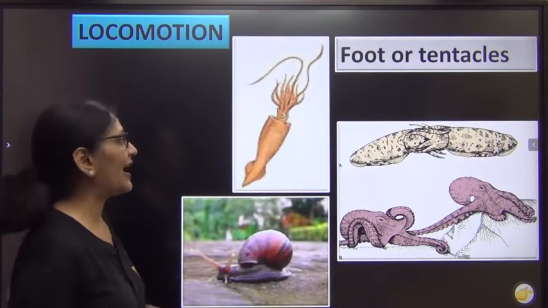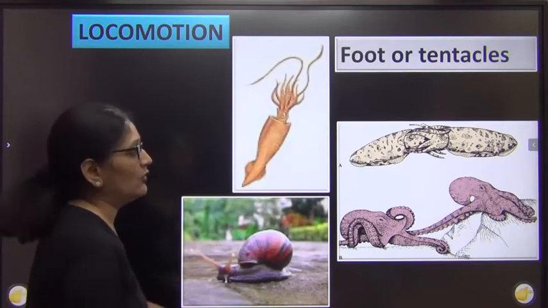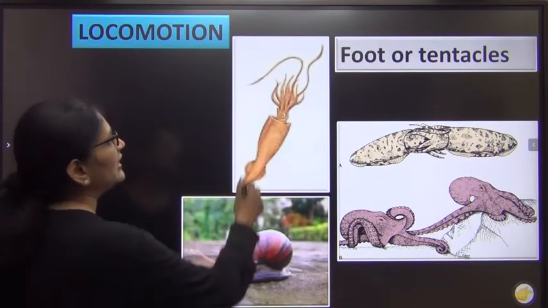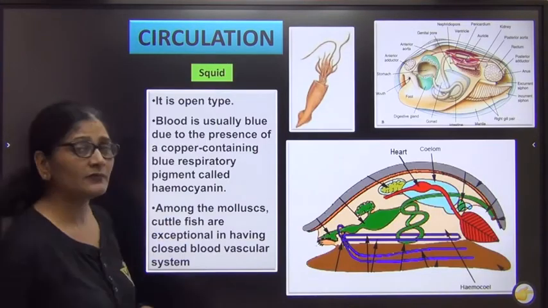Locomotion, I told you, they have a well-developed foot. On the lower side they have a muscular foot, with the help of which they normally move. Some of them, aquatic forms, also move with the help of tentacles.